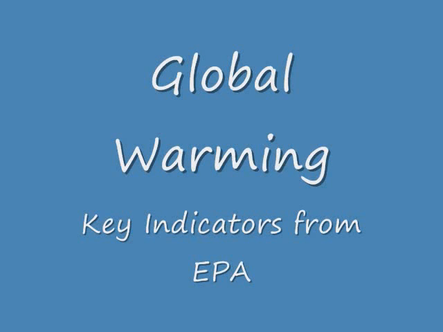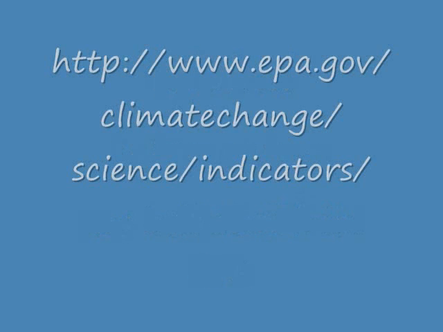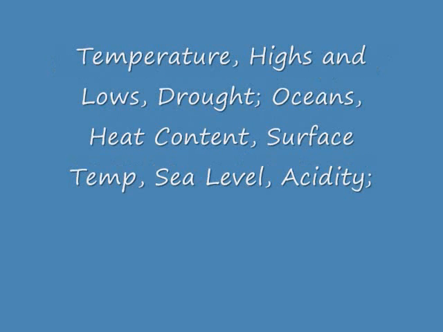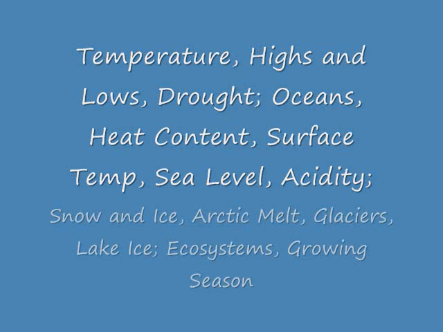This video is going to be on global warming, and I found a website, the EPA, Environmental Protection Agency website, which gives a list of key indicators of global warming. So here in this slide you can see I listed some of them: temperature, droughts, temperature highs and lows, ocean ice melt.